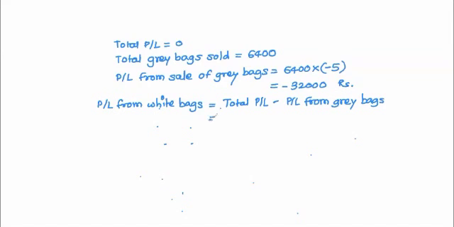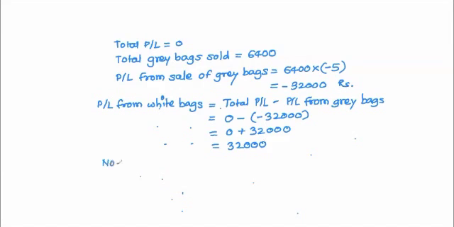So what is the total profit and loss? It is 0. And what is the profit loss from the gray bags? It is minus 32,000. Now rationalizing sign, we have 0 minus minus, same signs gives us plus 32,000. So that is equal to 32,000. So the company should make 32,000 profit from the white bags. So if they have to make this much profit, how many bags do they need to sell?